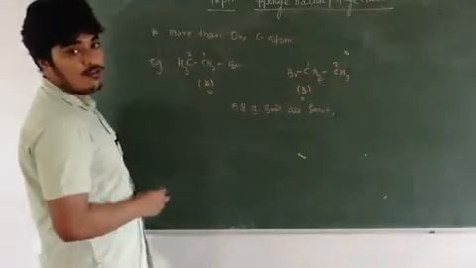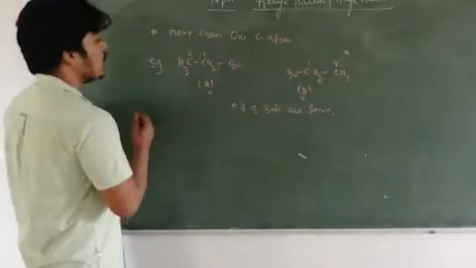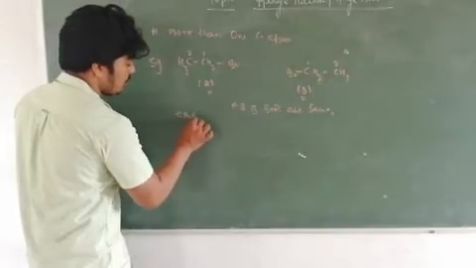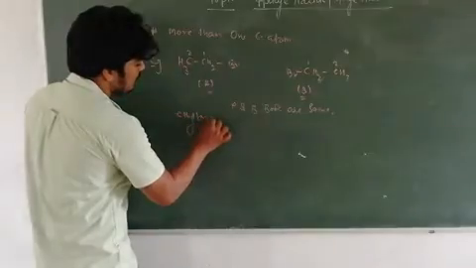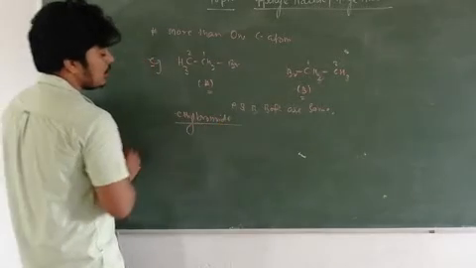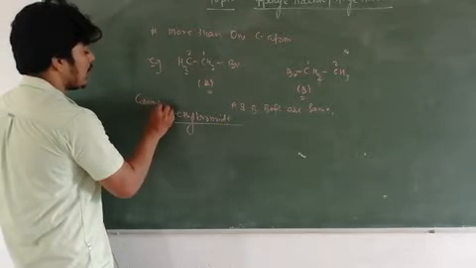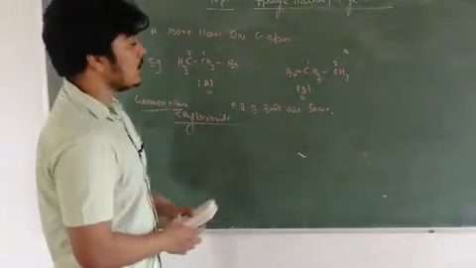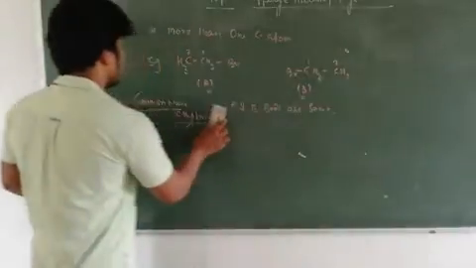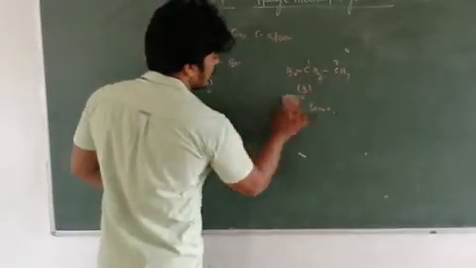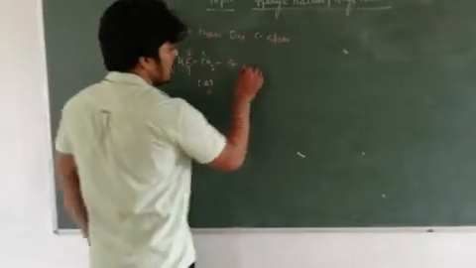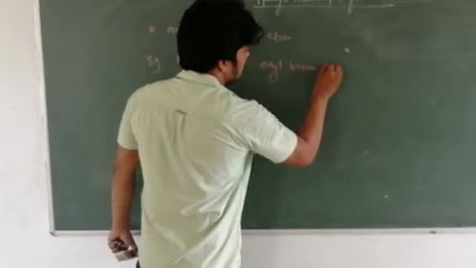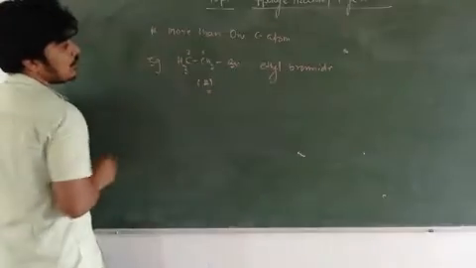The IUPAC name will be 1-bromoethane, but the common name will be, as there are two carbons, ethyl bromide. This is the common name. Both are the same, so I represent only one and say this is ethyl bromide.